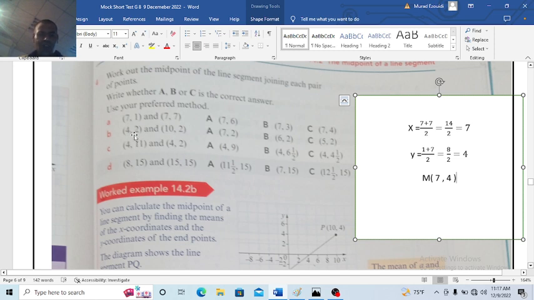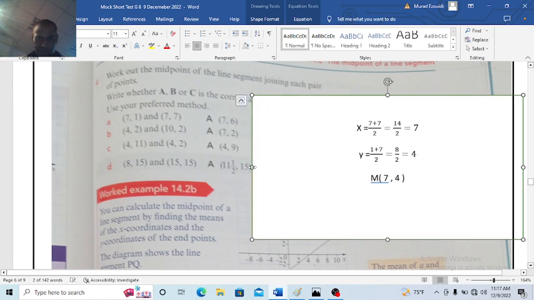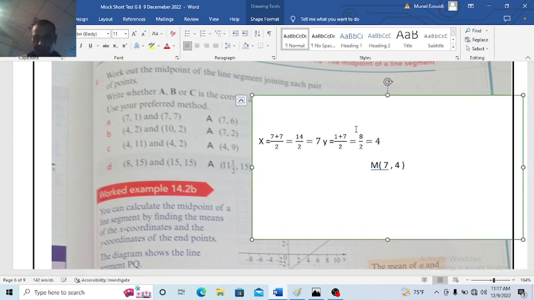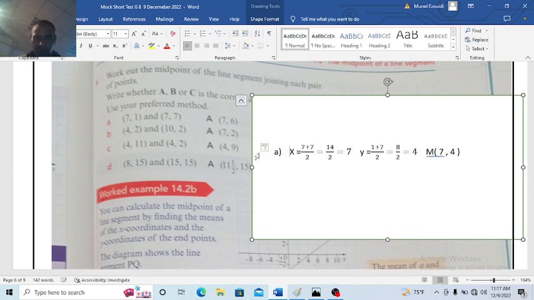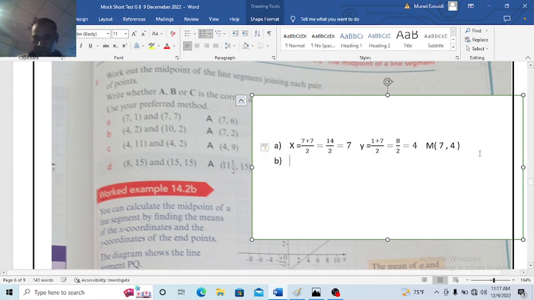For the second one also we have 4, 2 and 10, 2. I will just make some more space. Therefore this is small a. Now we move to small b. I will write the x coordinates and the y coordinates. The x coordinates are 4 and 10. The y coordinates are 2 and 2.